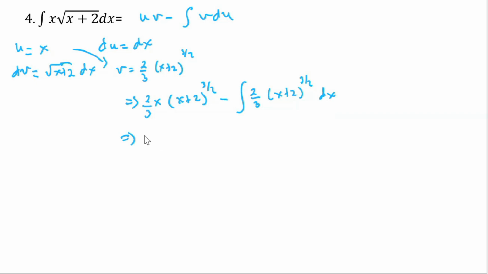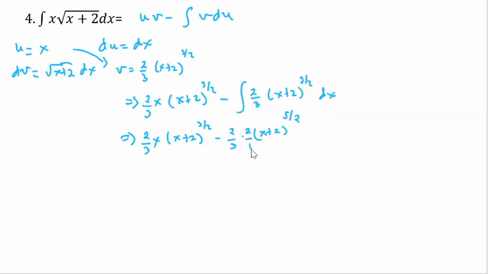So simplifying the second term, I will just rewrite only the product of uv, 2/3 of x times x plus 2 to the power of 3/2 minus 2/3 times, we have x plus 2 to the power of 3/2, that is now x plus 2 to the power of 5 over 2, and take the reciprocal of 5 over 2 to be the coefficient here.